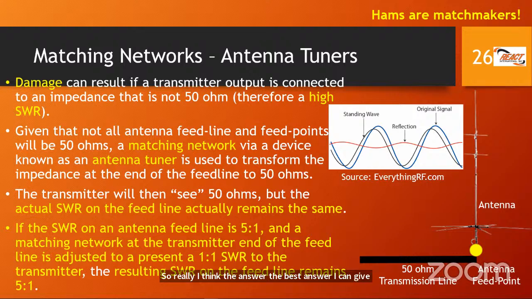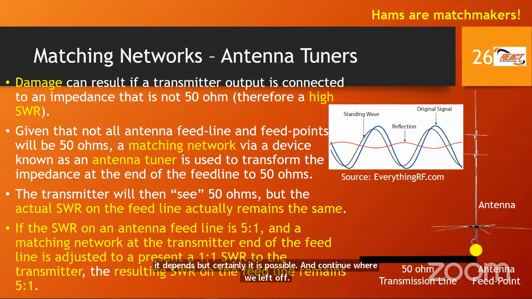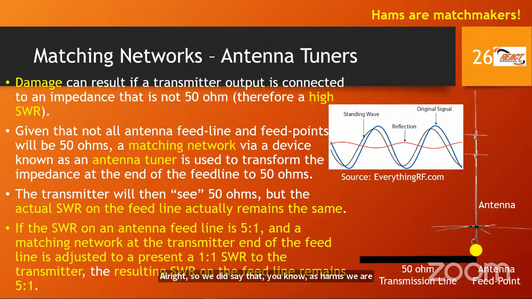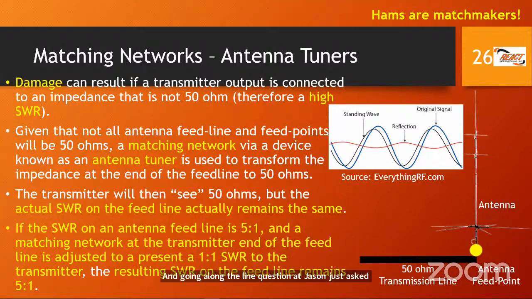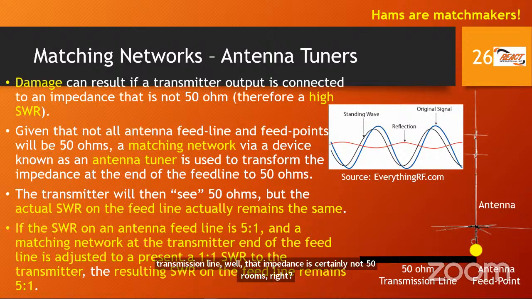All right, so let's move on and continue where we left off. We did say that, as hams, we are matchmakers, right? And going along the line of the question that Jason just asked, the first bullet point we have here says yes, damage can result if a transmitter output is connected to an impedance that is not 50 ohms. So if you disconnect your transmission line, well, that impedance is certainly not 50 ohms, right? Whether damage will occur or not really depends on a number of factors, right?